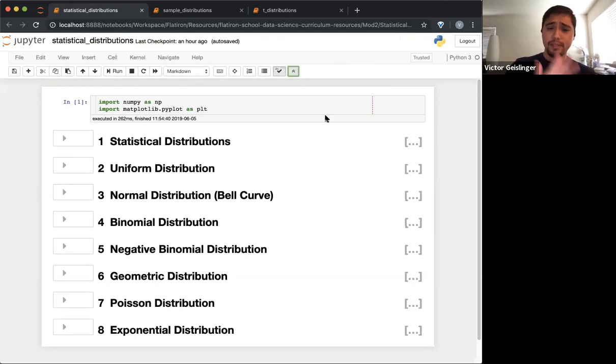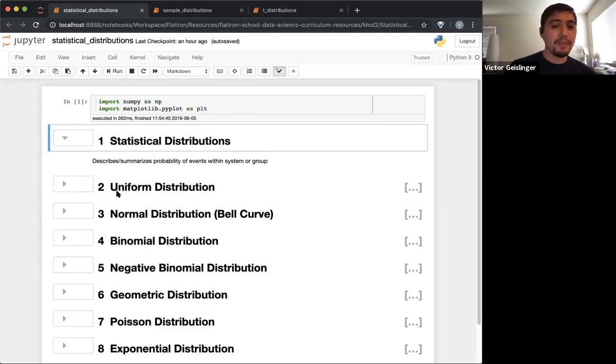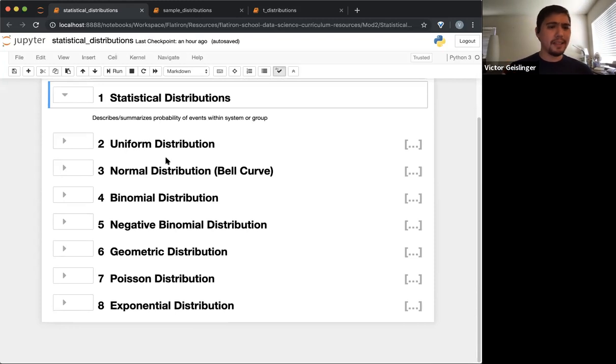Statistical distributions. Cool. We could have talked about statistical distributions 10 sections ago, but essentially, you can think of it as summarizing the probability of events of a system or a group. Usually we talk about the population, but it could also be a sample, a subset of the population. We have a few of them here, and I listed a whole bunch, the ones the curriculum specifically states we should know, like uniform distribution and normal distribution, but I'll review that a little bit.